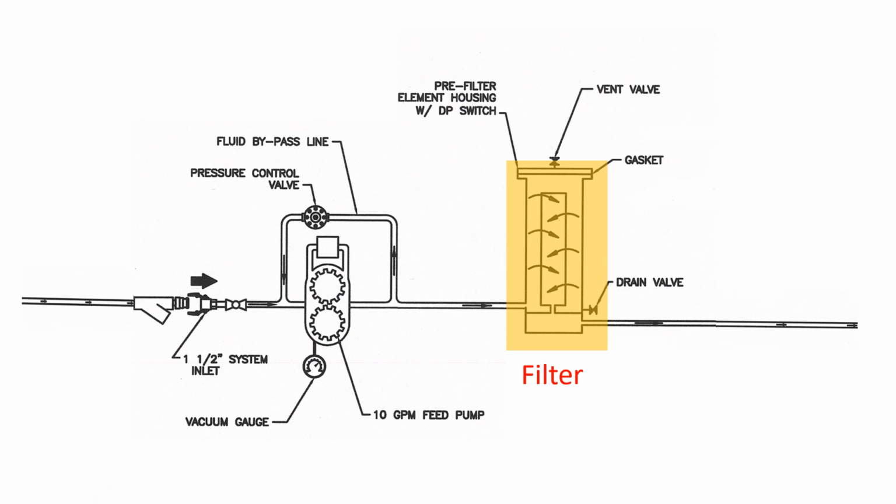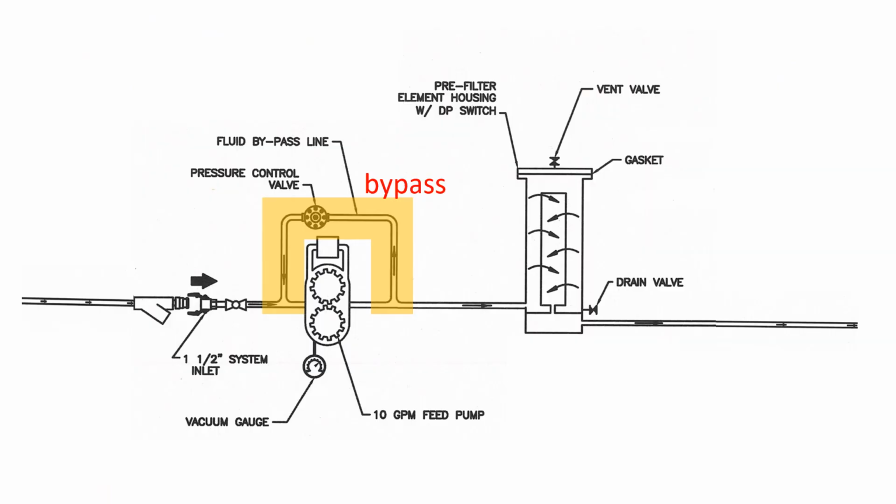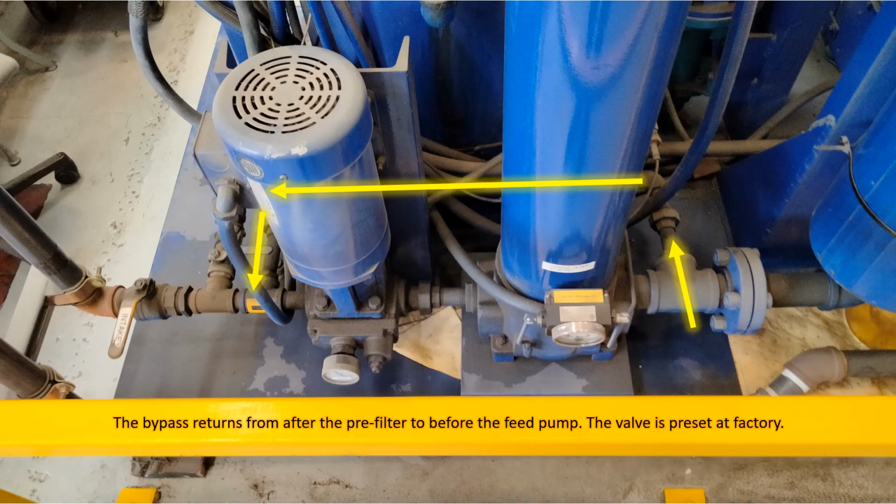After the feed pump comes the pre-filter. The pre-filter removes some of the carbon and particulates from the oil. The feed pump is equipped with a fluid bypass line. The bypass returns from after the pre-filter to before the feed pump. The valve is preset at the factory.